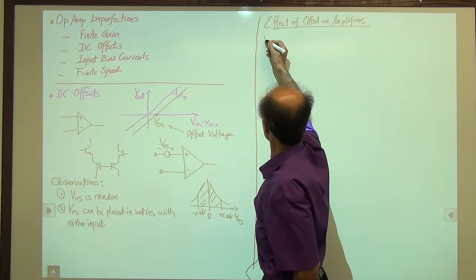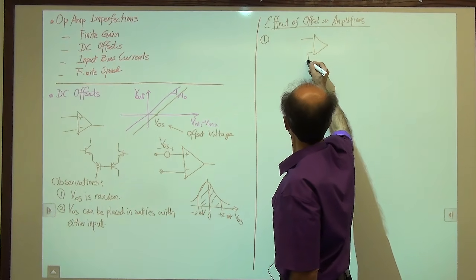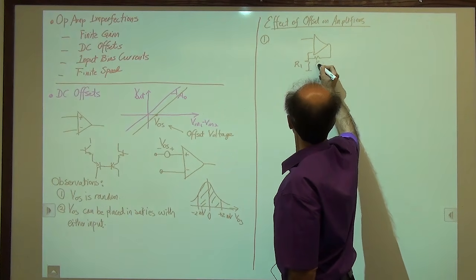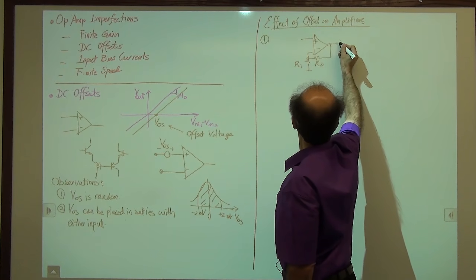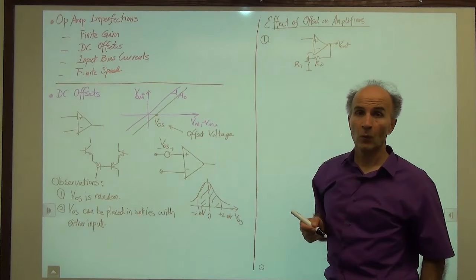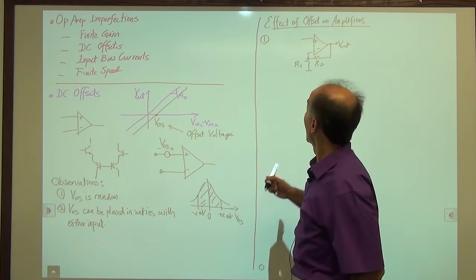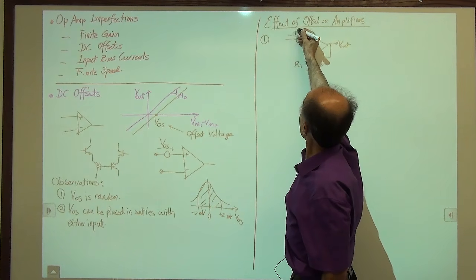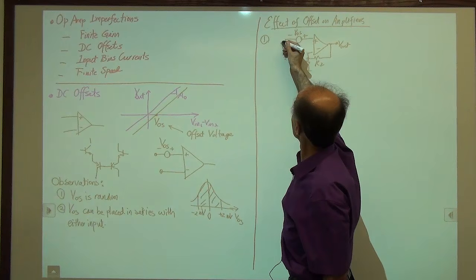Let's start with the non-inverting amplifier. Here's our amplifier, R1, R2, plus, minus, Vout. I would like to choose the input of the op amp for the offset voltage that's more convenient, and it seems to me that it should be here. So I'll place the offset voltage here, VOS, and then, of course, I have Vin as my main input.